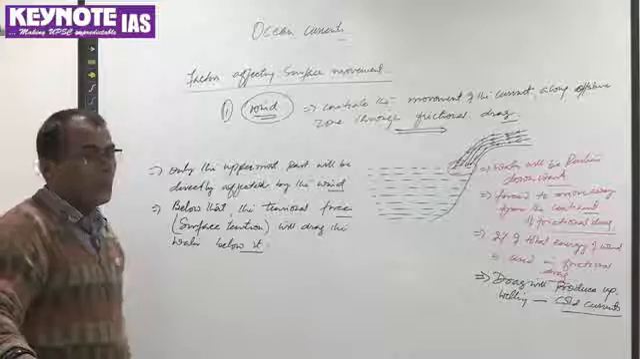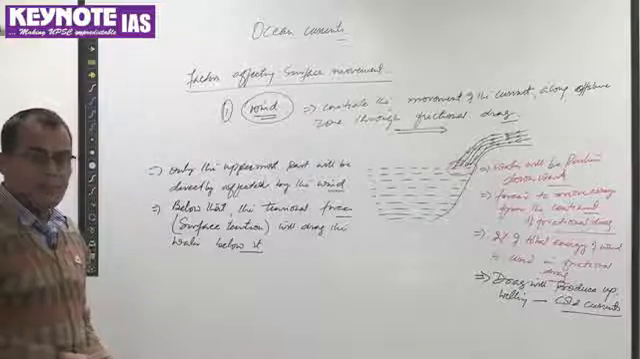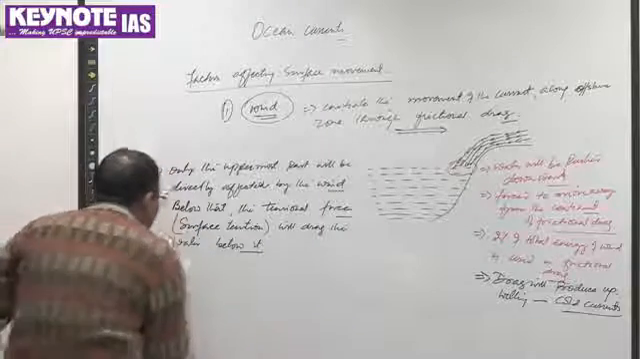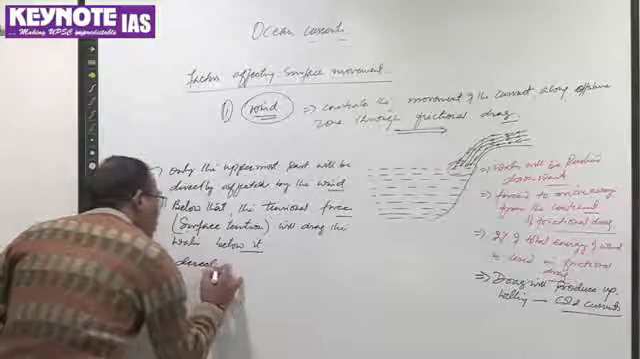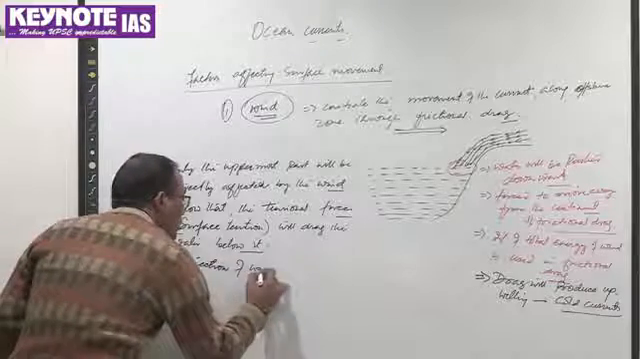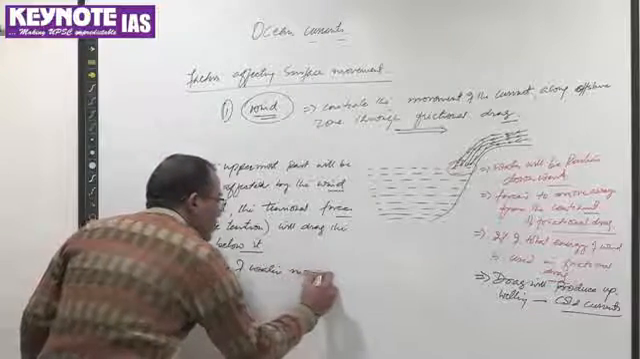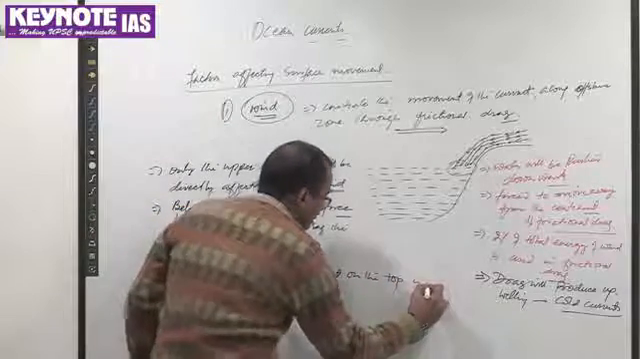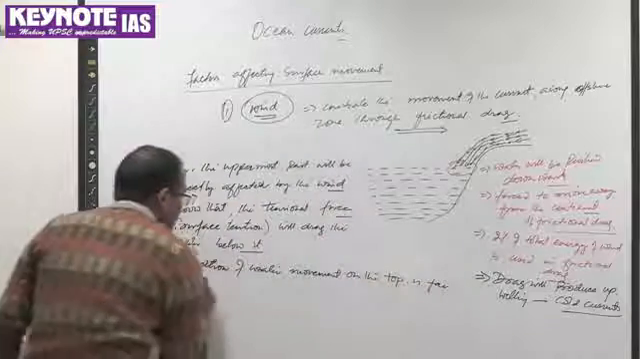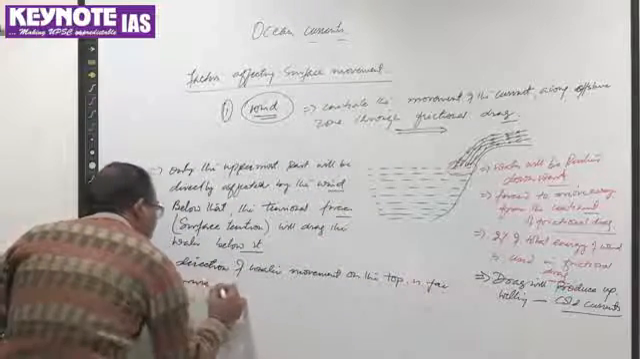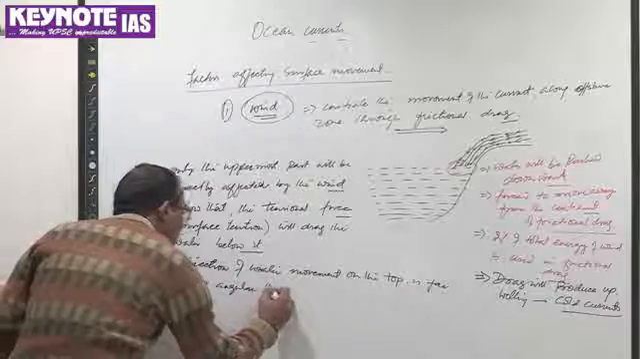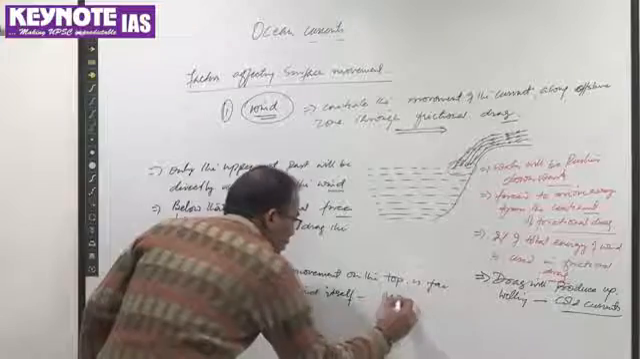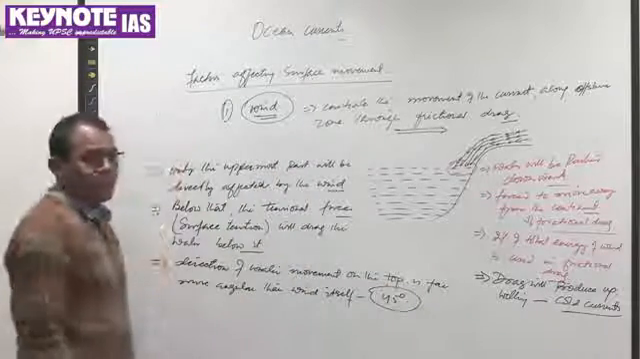Can you understand? Now, water is heavier than wind, right? So when the water is heavier than wind, the direction of water movement on the top is far more angular than the wind itself. Roughly, at the top it is 45 degrees from the wind direction.